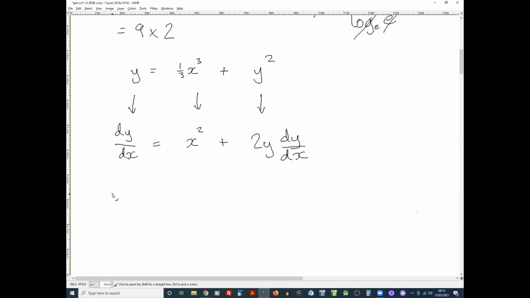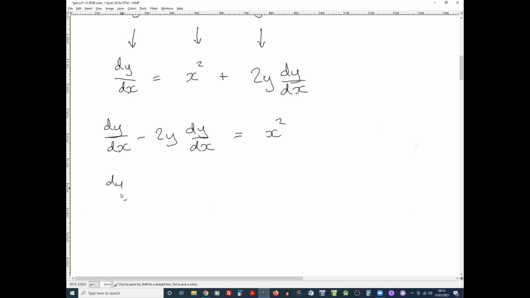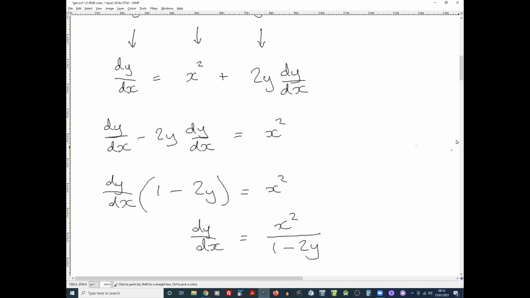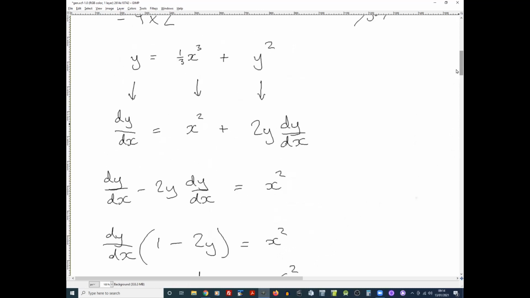Just get the 2y dy/dx onto the other side, so minus it. That's right. And then? Take dy/dx out. One minus 2y. And then x squared over 1 minus 2y. Okay, so you know all about that. Yeah. That's how you differentiate implicitly.